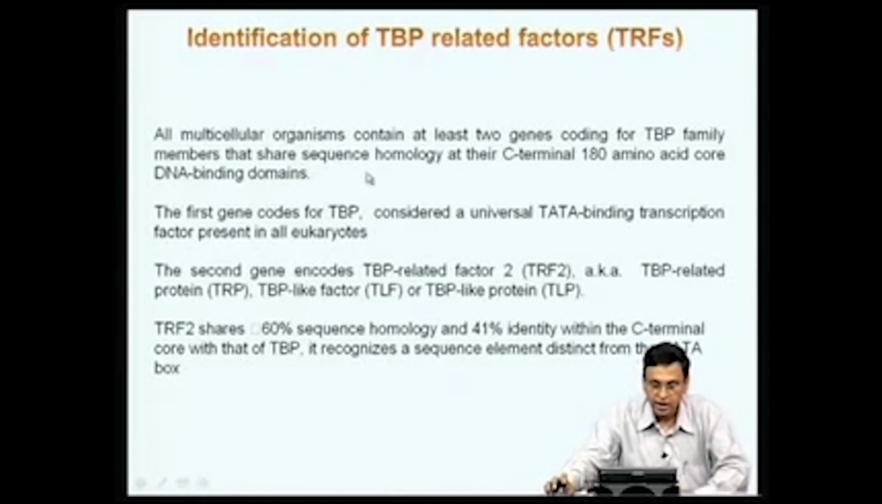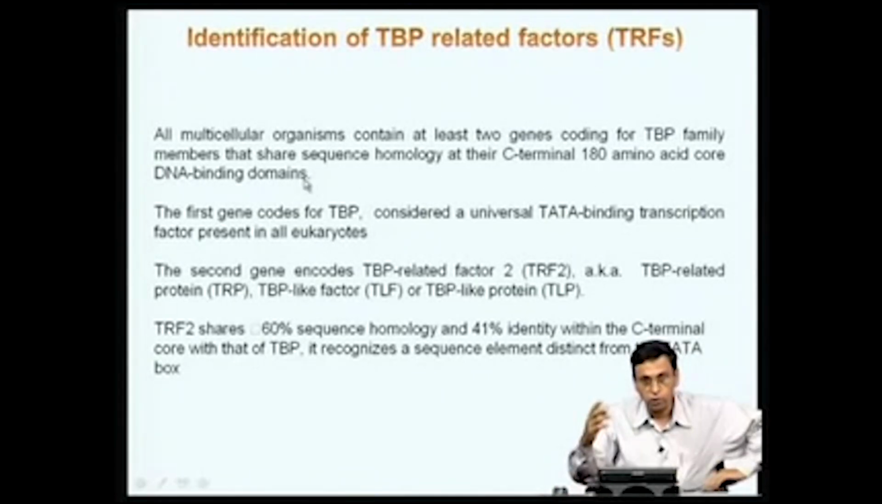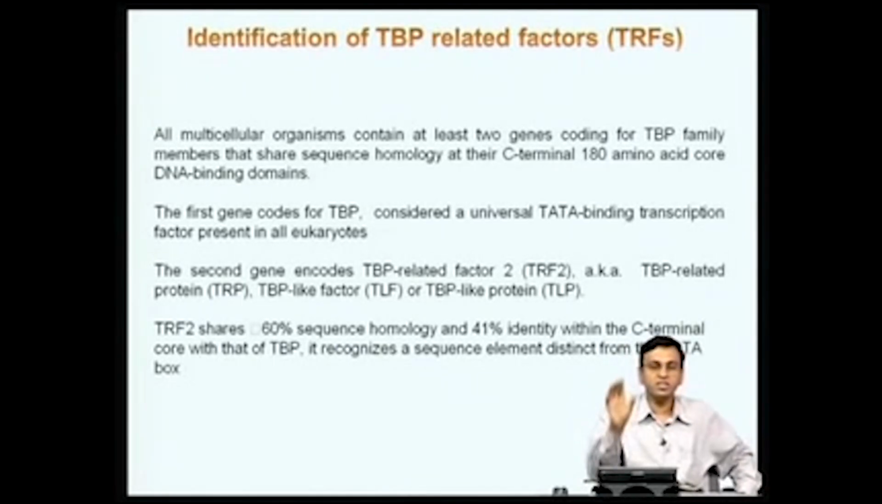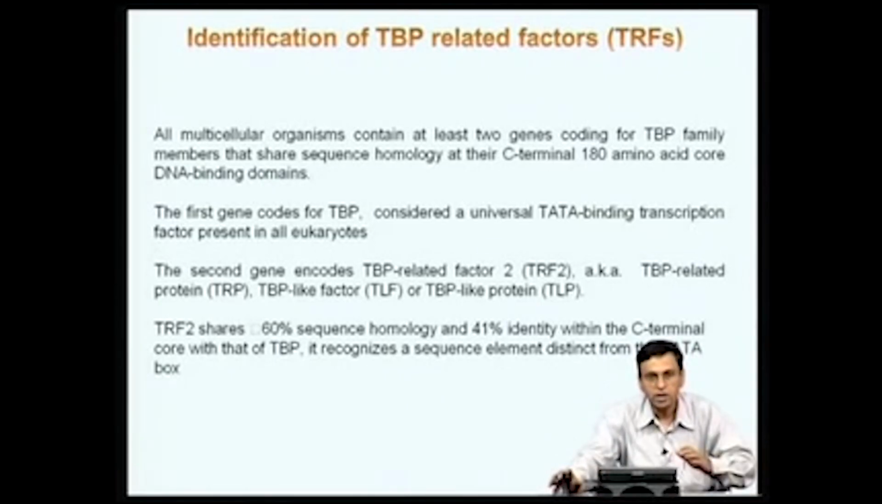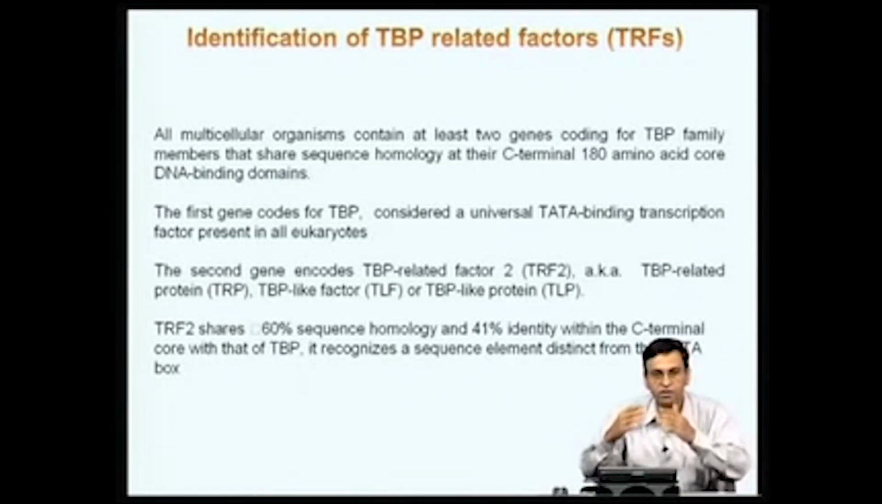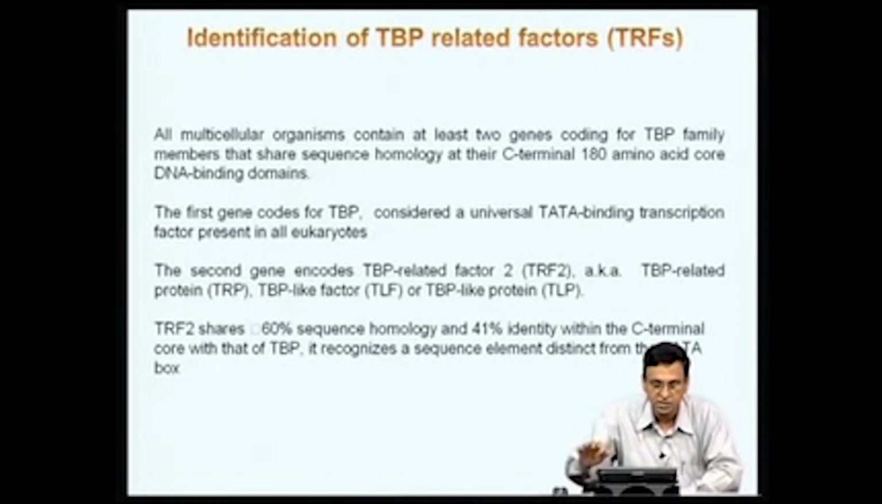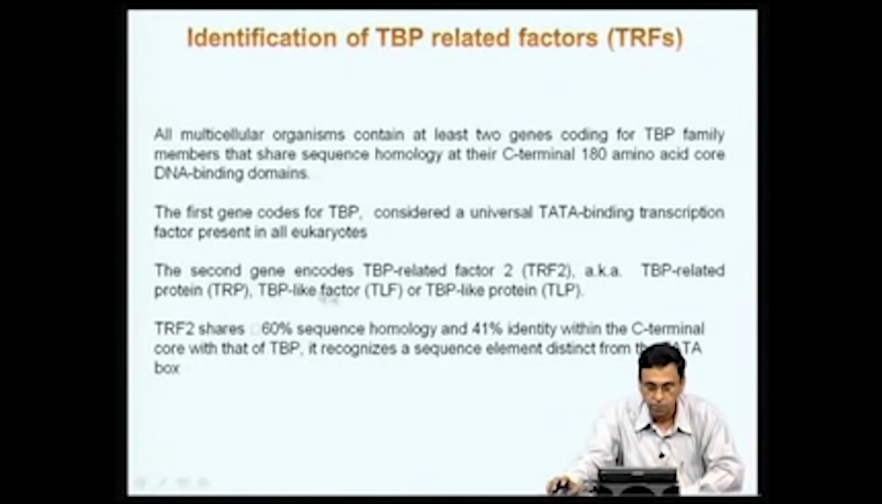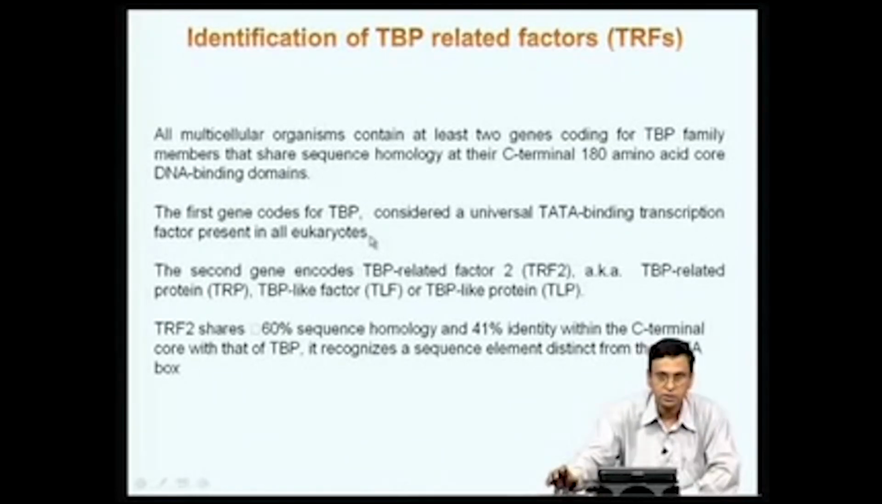All multicellular organisms contain at least 2 genes coding for TBP family members that share sequence homology in their C-terminal 180 amino acid core DNA binding domains. As you know, TBP is the TATA box binding protein. That means it needs to have a DNA binding domain, and this DNA binding domain is present in the C terminus of the TATA binding protein, through which it binds and recognizes the TATA box. And when you identify genes coding for TBP, this C terminal domain is conserved in many of them. The first gene identified as coding for TBP, which is considered the universal TATA binding transcription factor, is present in all the eukaryotes, and its job is to bind to the TATA box.